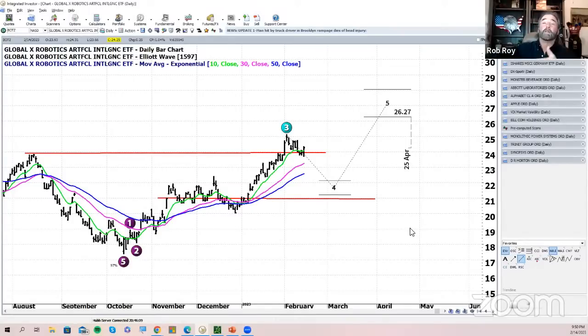Long-winded answer. I think from a speculative standpoint, you could give bots a shot. The more conservative trade would be let it break 25 first.